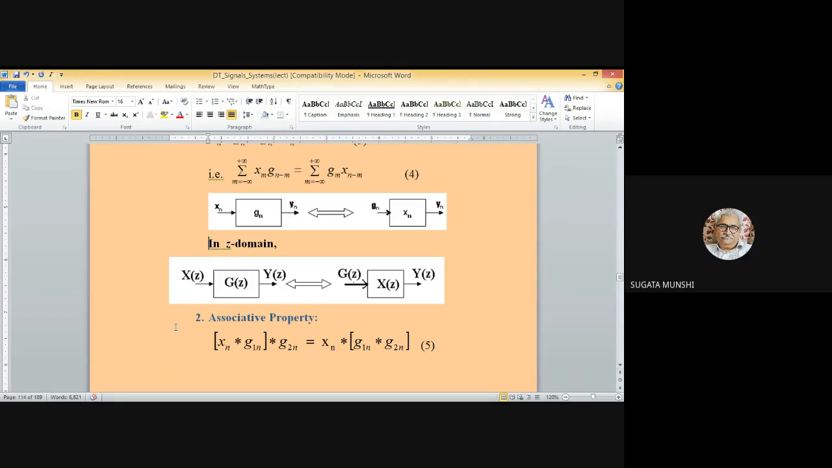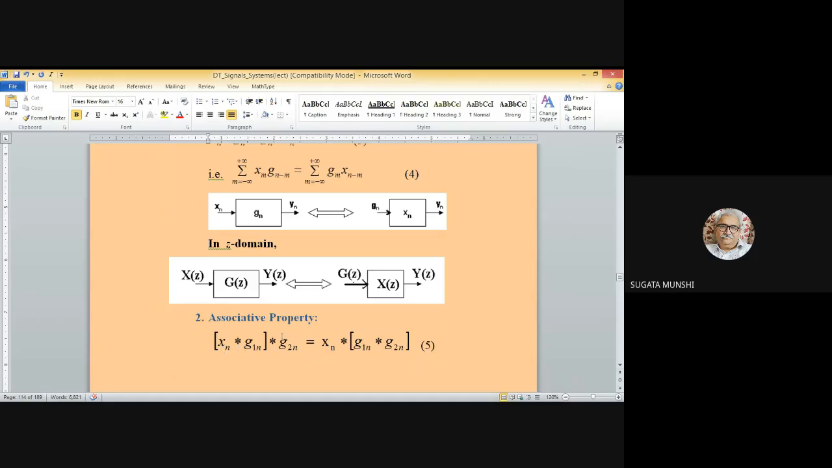From the system point of view, how can you visualize the left-hand side of equation 5? As if there is a DT-LTI system whose impulse response is g1[n], and the result of convolution bracketed here, what is that? It is the expression for the response of that system when it is excited by x[n]. That is what is represented by this bracketed term: output of a system with impulse response g1[n] when excited by x[n].